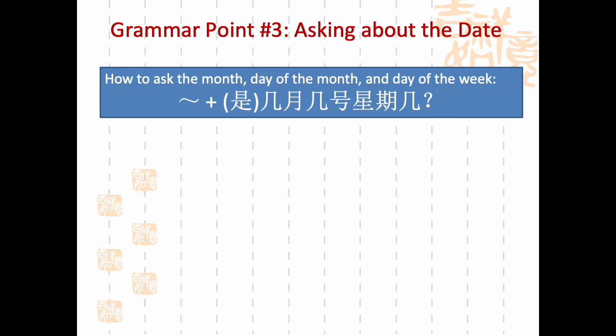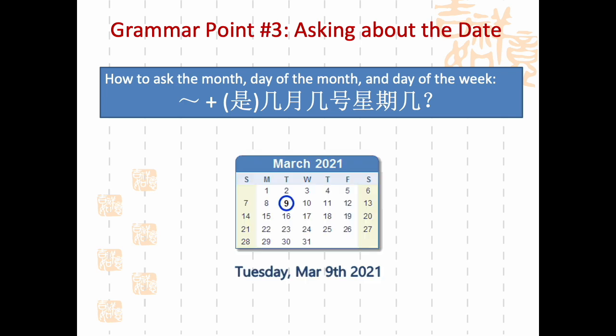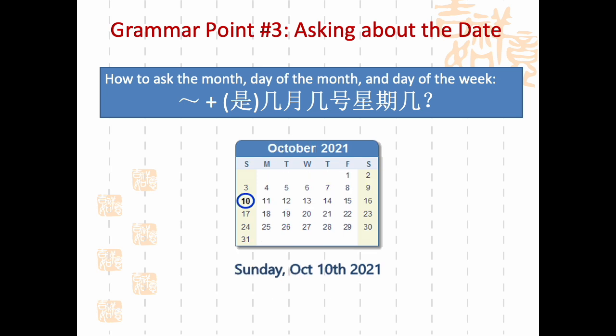And then let's bring it all together here to ask in one sentence, what month is it? What day of the month? And what day of the week is it? You could say, 今天, whatever the date is that you're focused on. Let's say it's today. We would say, 今天是几月几号星期几? And if it was Tuesday, March 9th, we would say, 今天是3月9号星期二. Don't forget the order here. Month comes first, followed by the day of the month, and then followed by the day of the week.